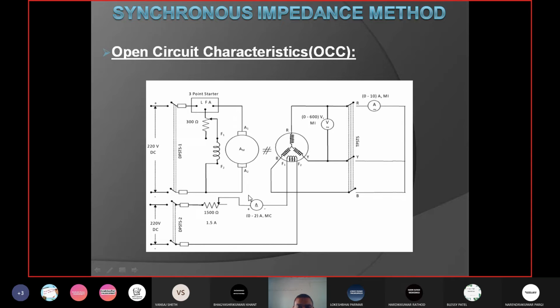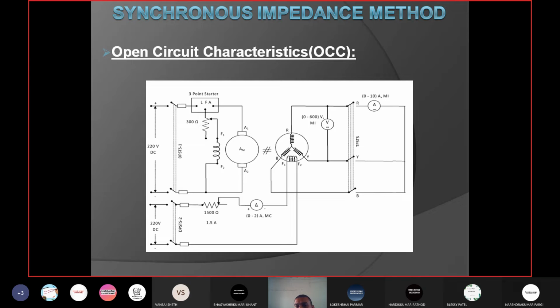Gradually we have to cut out these resistors from the circuit, and at each step we have to measure the field current and the short circuit current, that is IF and ISC. 10 to 15 readings we have to take, and we have to adjust the rheostat such that this ammeter measures the rated short circuit current.